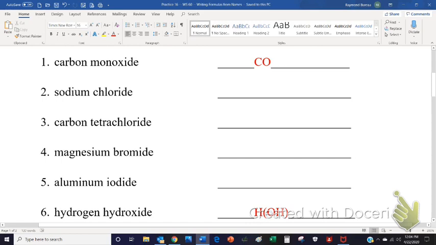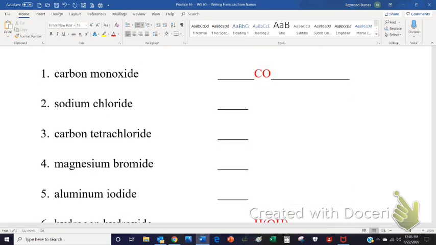Number 2, sodium chloride. That's an ionic bond, I know, because sodium is a metal. So all I have to do is the symbol for sodium, Na, second letter's lowercase, and then chlorine. See, that's a single atom, so NaCl.